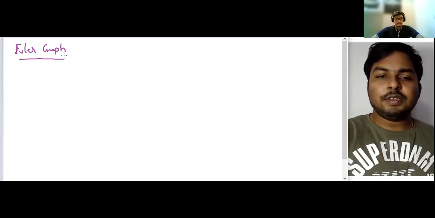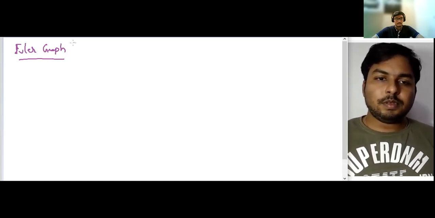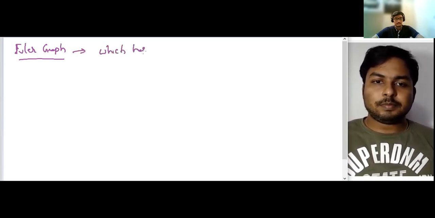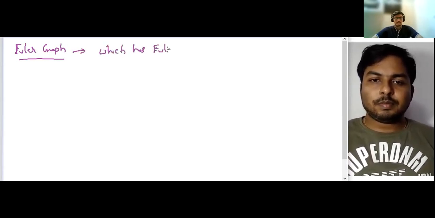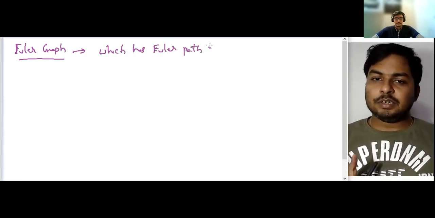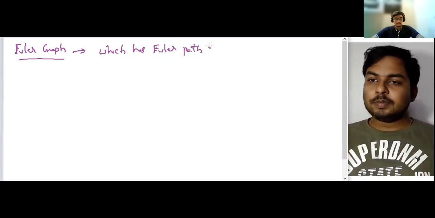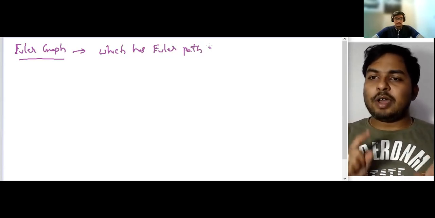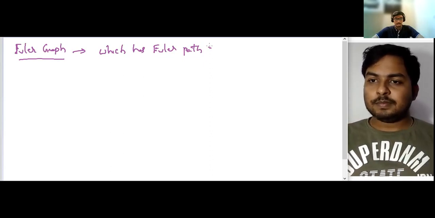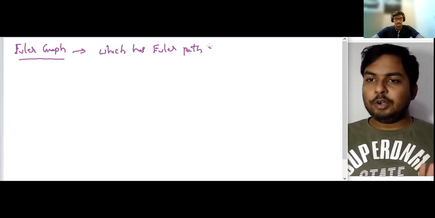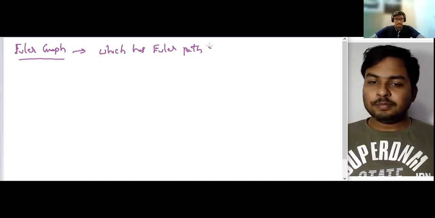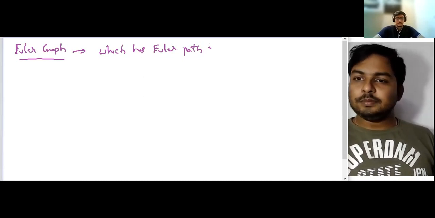So Euler graph is a graph which has Euler path. So any graph in which a Euler path is possible, any graph for which you can draw a Euler path, that graph is called Euler graph. Okay? If you're able to draw a Euler path for a graph, that graph is called Euler graph. Okay? Understood?